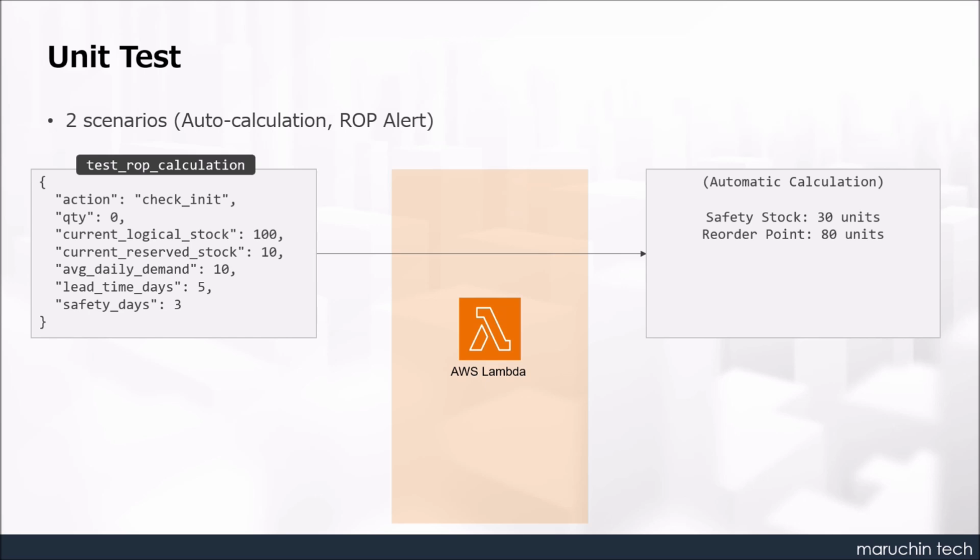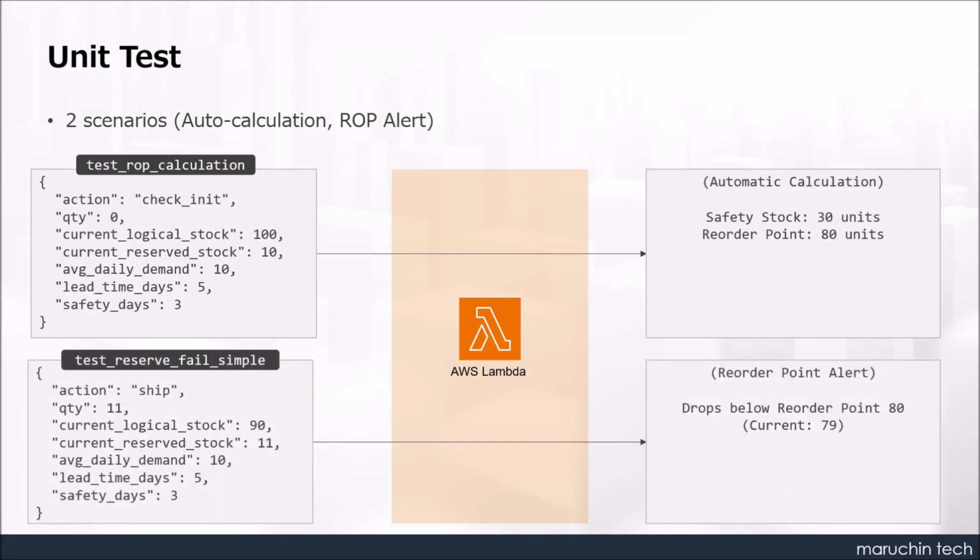Assume the current logical inventory is 100, the reserved inventory is 10, average daily demand is 10, lead time is 5 days, and the safety days is 3 days. When we execute the test, we expect the safety stock to be 30 and the reorder point to be 80.